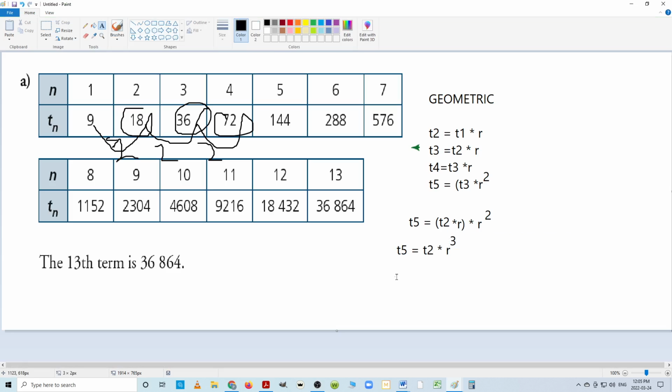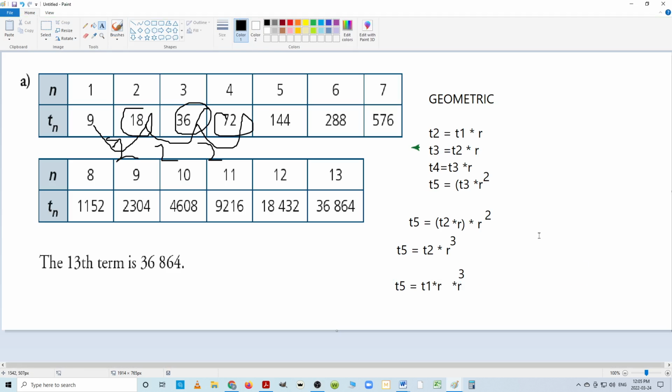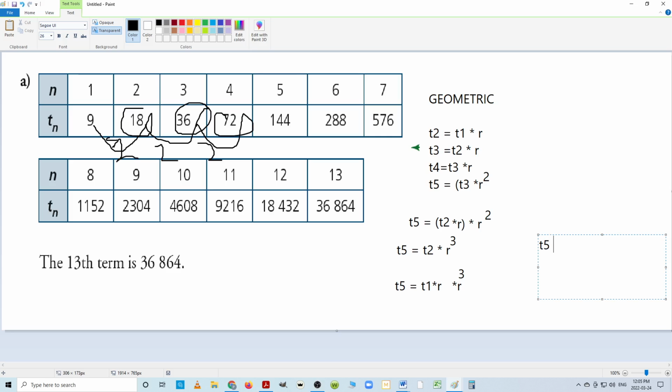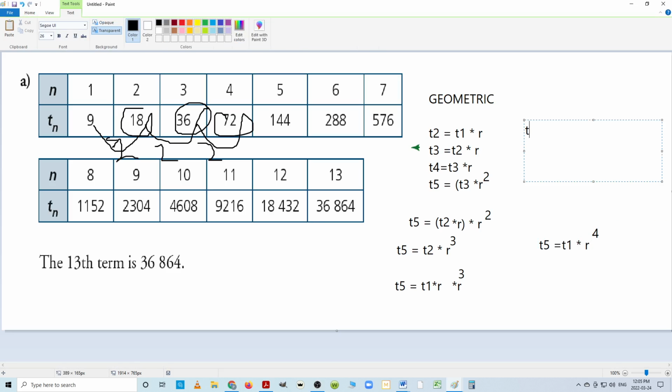And finally, I can replace that term 2 up above with an equation: term 2 is equal to term 1 times r, times r cubed. And suddenly I see that term 5 is equal to term 1 times r to the 4, which is where we've come up with this equation. Any term I'm looking for is equal to the first term times r to the exponent of whatever term I'm looking for minus 1.